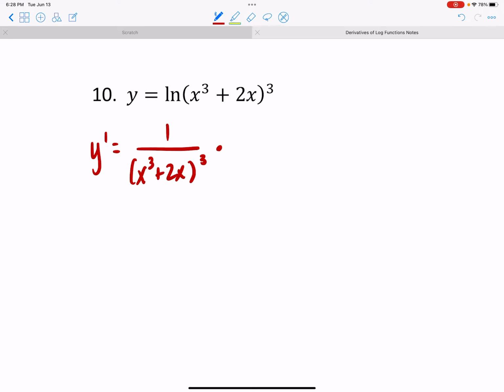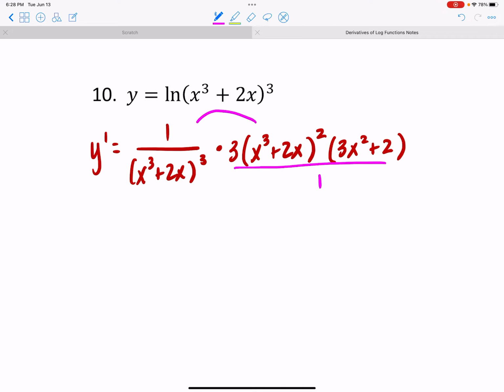And then we have to multiply by the derivative of that inner function, and that's going to require the chain rule. So the derivative of this piece would be 3 times x cubed plus 2x squared multiplied by the derivative of the inside, which would be 3x squared plus 2. Now this is technically all over 1, which means it's going to go to the top of my fraction. So we can say y prime is, and I'm going to go ahead and multiply the 3 by the 3x squared and the 2.